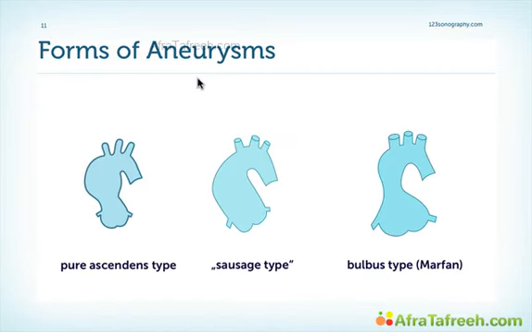Not all ascending aortic aneurysms look the same. Sometimes we have a pure ascending type aneurysm where the sinus looks normal and we have the aneurysm further cranial. Sometimes both the sinuses and the ascending aorta are involved. I call it the so-called sausage-type aneurysm, and sometimes we only have the sinus which is involved. This is the typical form we see in Marfan disease.